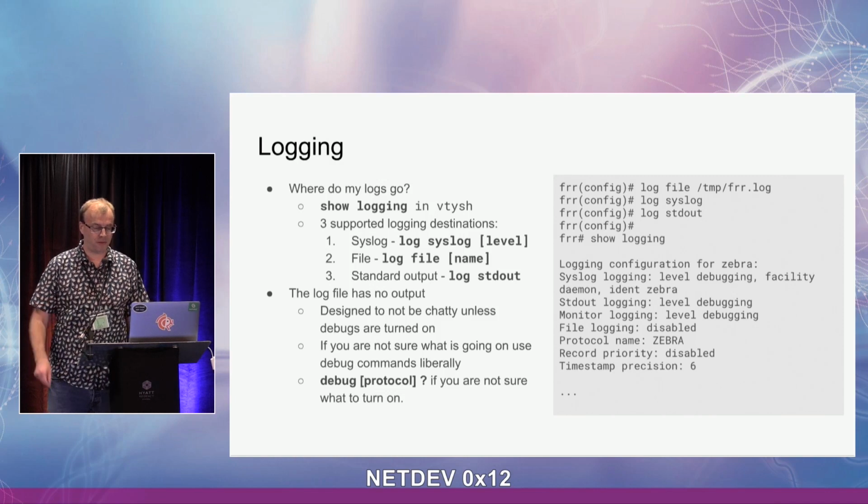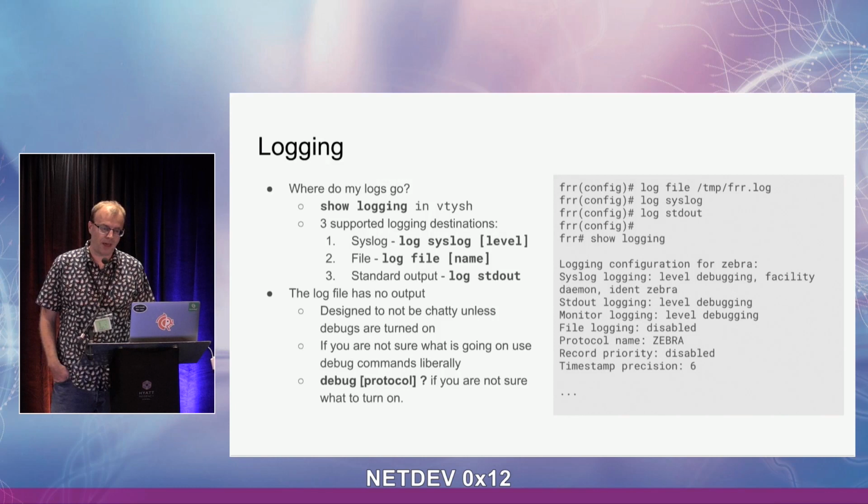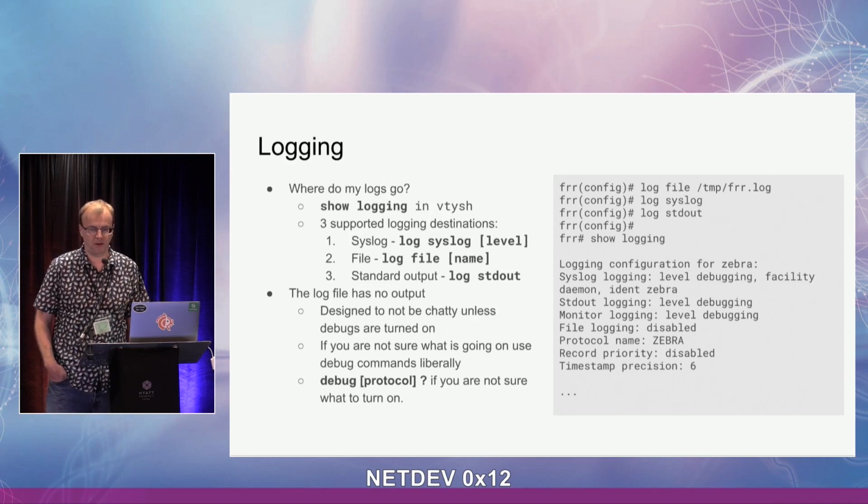We support three different types of destinations. You can send the output straight to syslog, you can log it to a file, or you can log it to standard out. Standard out really is only useful for a developer when you're doing some debugging. It's not for production usage.